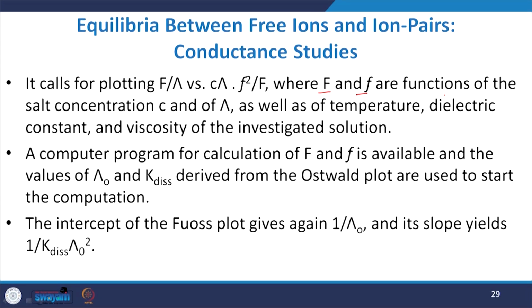Usually a computer program is needed for the calculation of those functions, capital F and small f. These computer programs are readily available, and the values of limiting conductance and K dissociation, usually derived from the Ostwald plot, are used to start the computation. The intercept of this first plot gives again 1 upon limiting conductance, and its slope yields the value of 1 upon K dissociation and the square of limiting conductance.